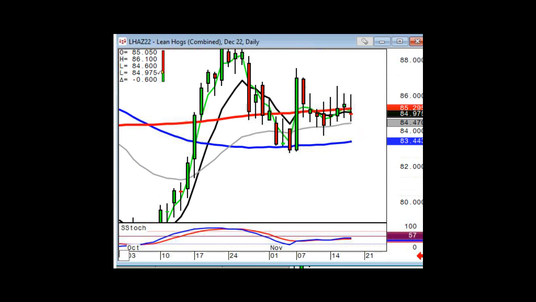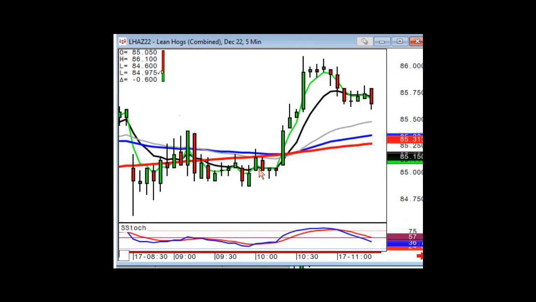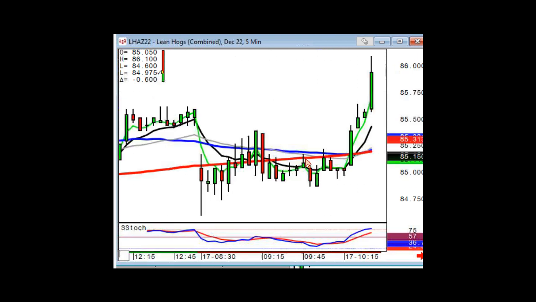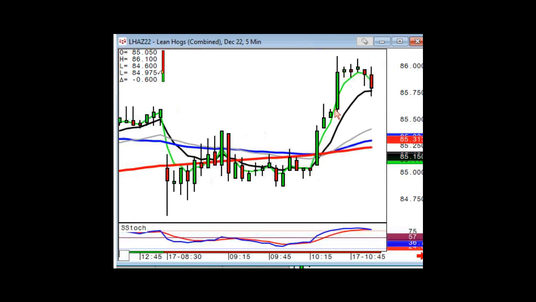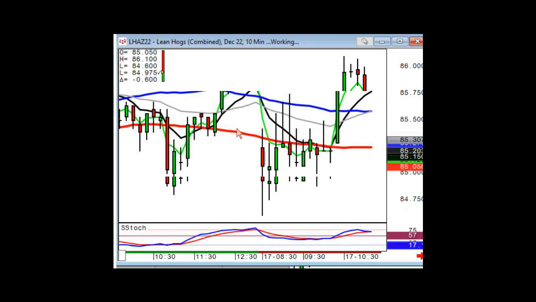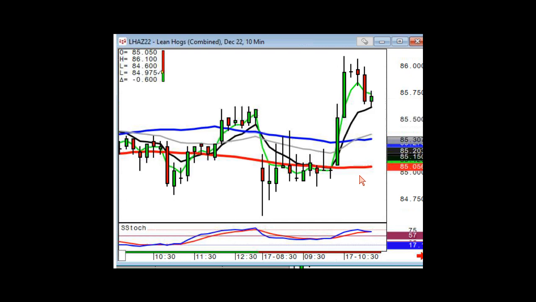So when it was doing that, I go to my 10-minute chart, and there's my 10-minute chart. Yep, choppy, choppy, you're out of the trade. Whoops, you're back in the trade going short right here. But then it was choppy, you're out of the trade. Then it did this, which was unexpected. Now you're looking at a 5-minute chart. This is the 10-minute chart.